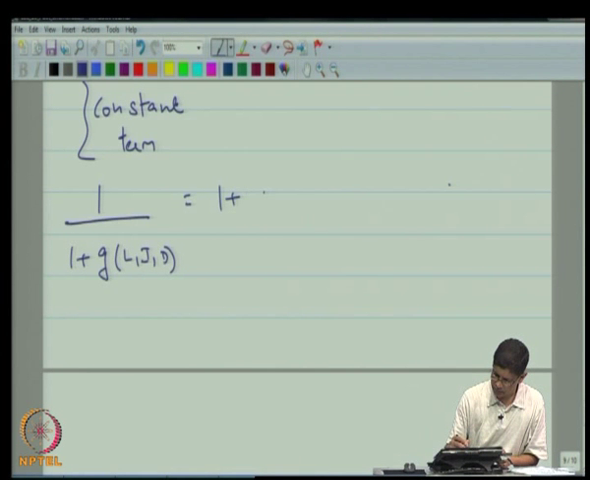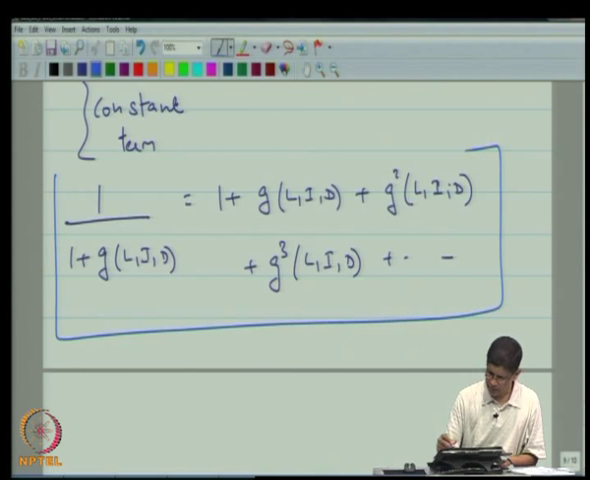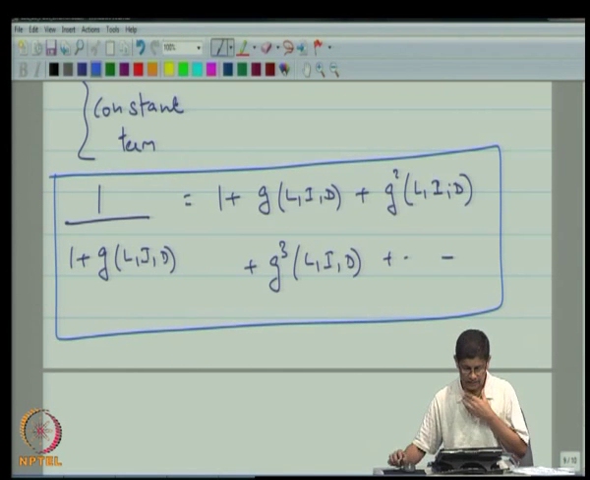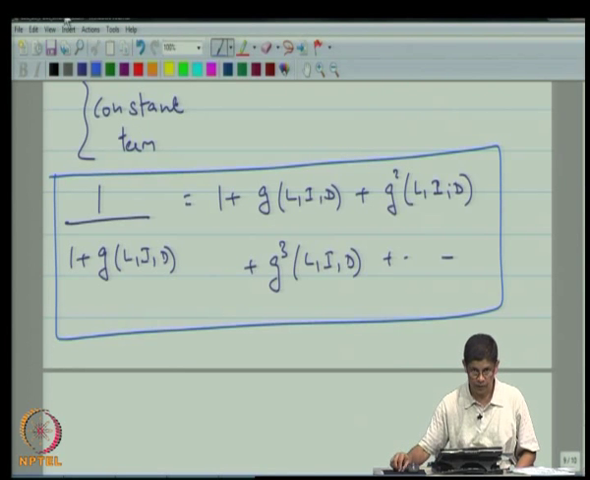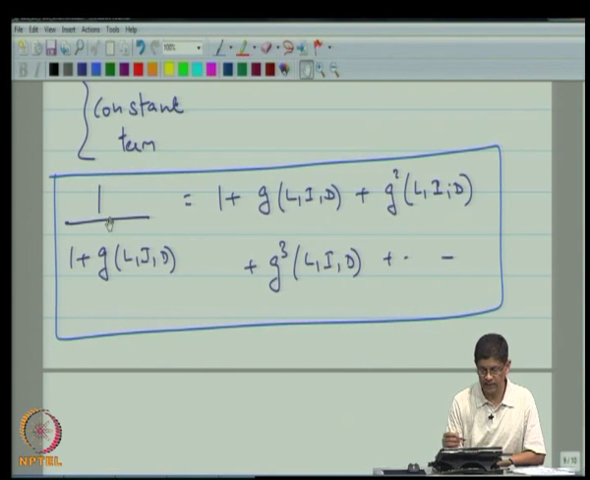It is equal to 1 plus G L I D plus G squared L I D plus G cubed L I D, and so on. So, you can always expand this, and you are saying, well, how do we know that that works? Well, it is very easy to see, because all you have to do to prove this is just to multiply. You just have to show that if you take this denominator and multiply the right hand side by the denominator, you will get 1, and you can check that a lot of cancellation takes place until you are left with 1.